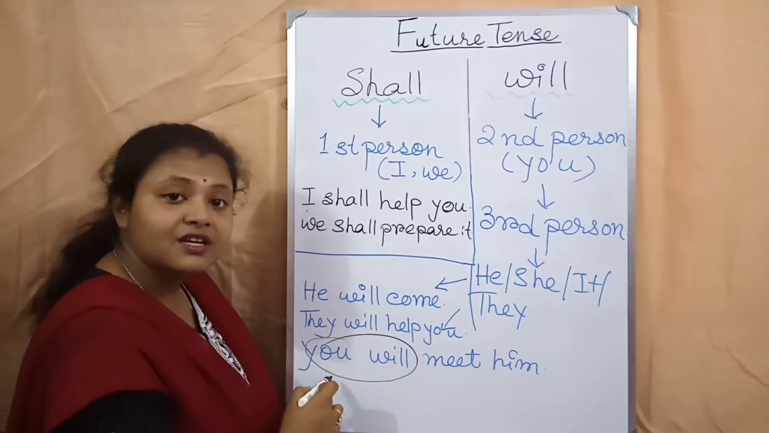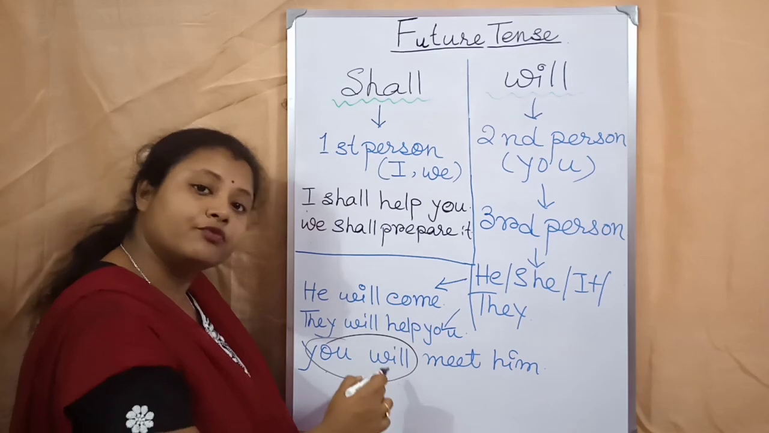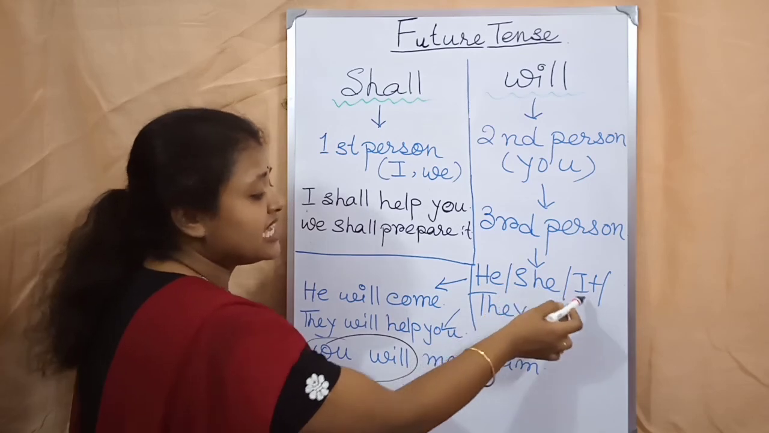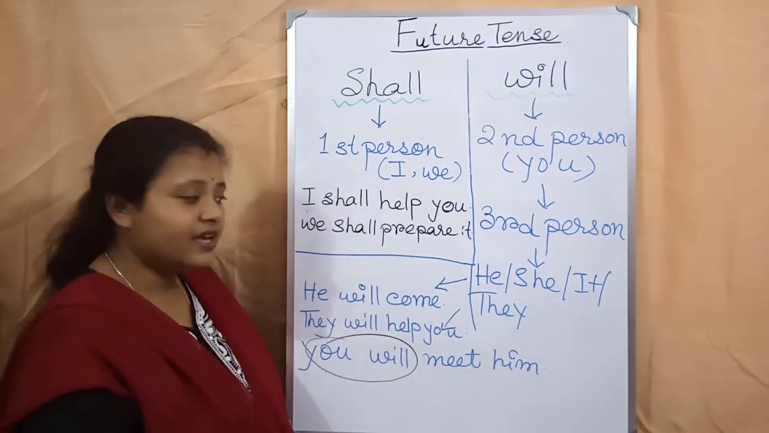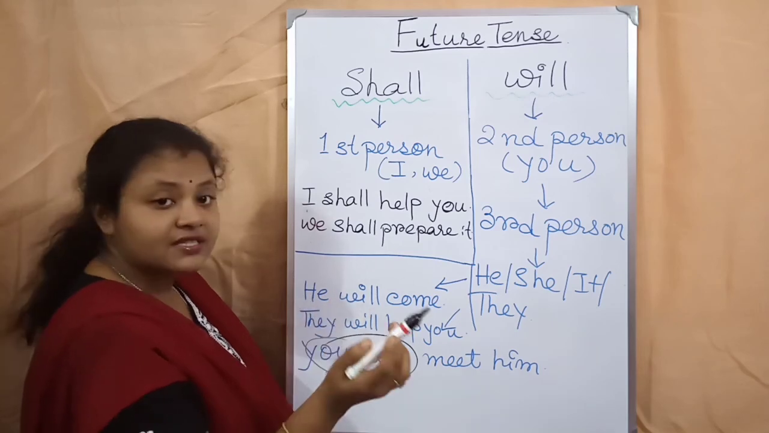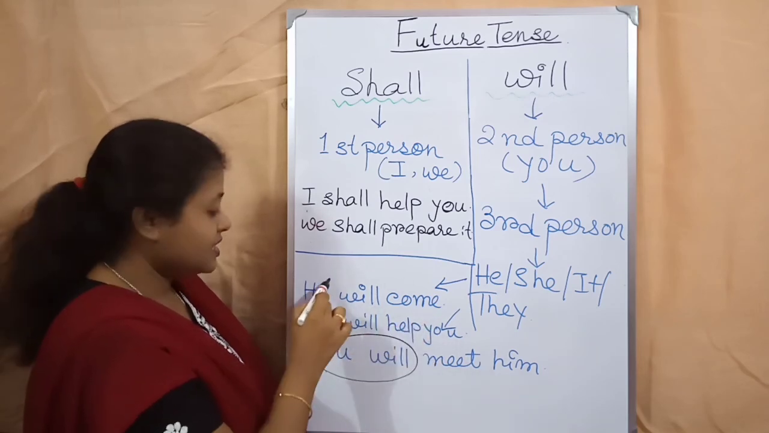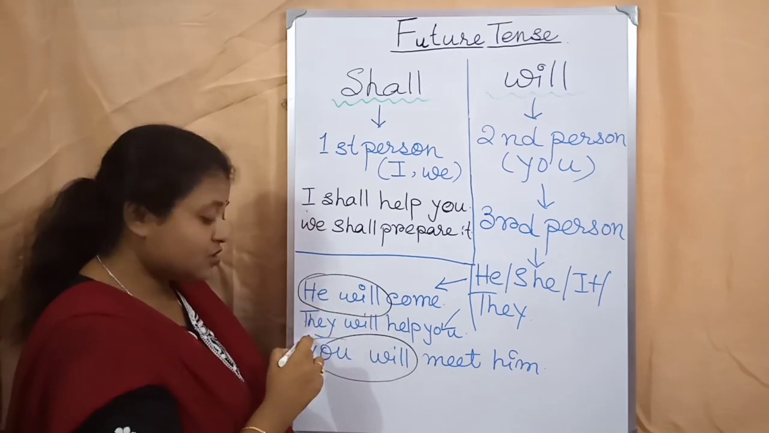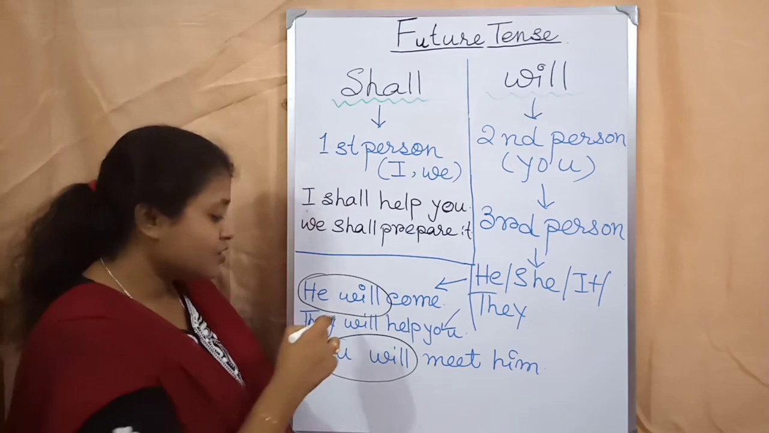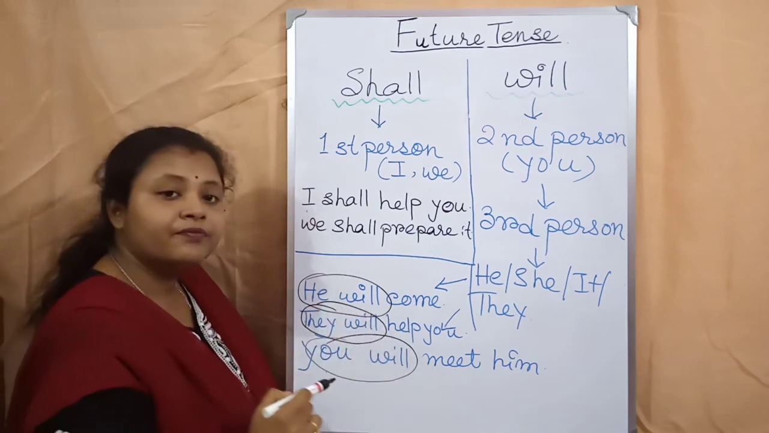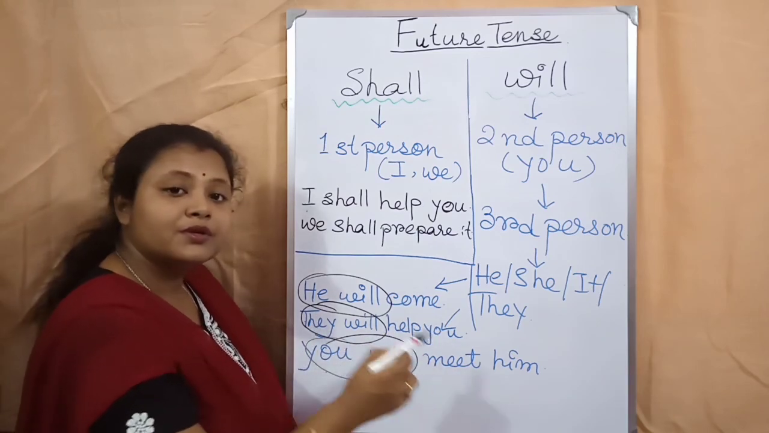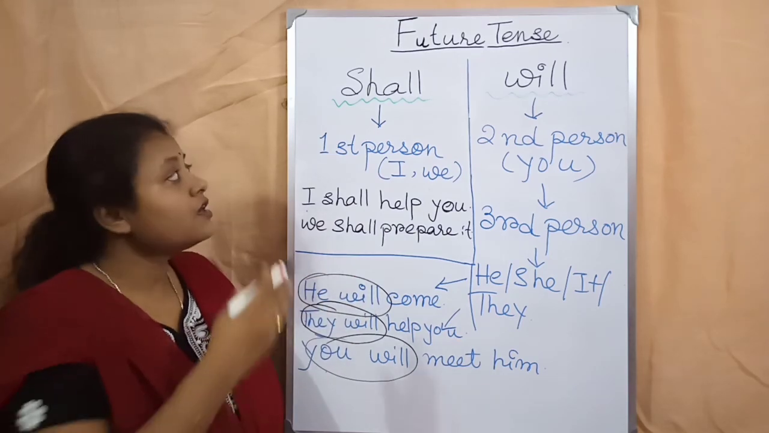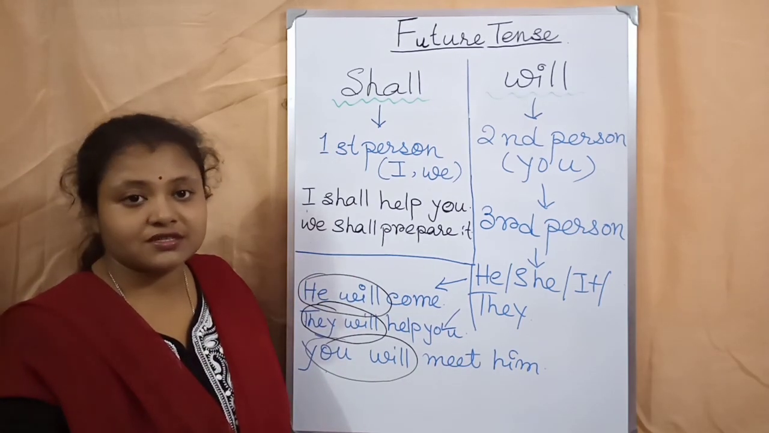You will meet him. You is the second person. So that is why after you I have written here will. Now come to the third person. Third person means he, she, it, they, or any name. Here I have given example. He will come. He is the third person. After that I have used here will. They. It is also third person but plural number. So that is why I have also used here will. They will help you. So okay students, these are the different usage of shall and will in future tense.